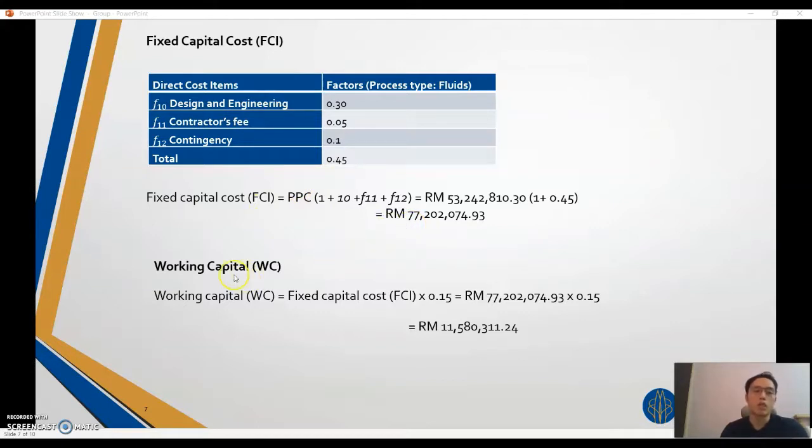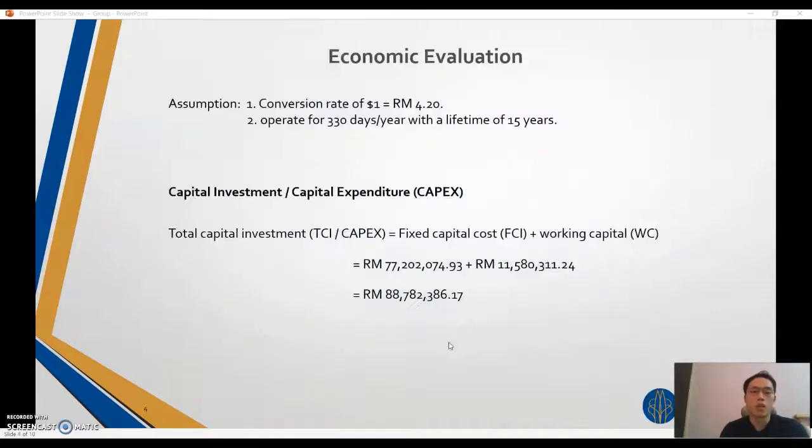And to calculate the working capital, we assume that it is 15% of the fixed capital cost, and we get a working capital of 11 million. So back to the CAPEX formula, we sum up the fixed capital cost and working capital, and we will get a value of 88 million of CAPEX.